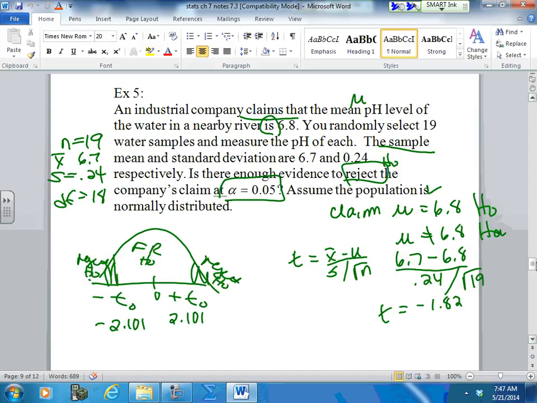And we look to see where that places on our graph. Go by the 0. It's just a number line. So it falls to the left of the 0, but not as far as this. Negative 1.82. There's your t. That's called your test statistic. You test it with your sample, and that's what you get for your t. So therefore, your decision is fail to reject H0.